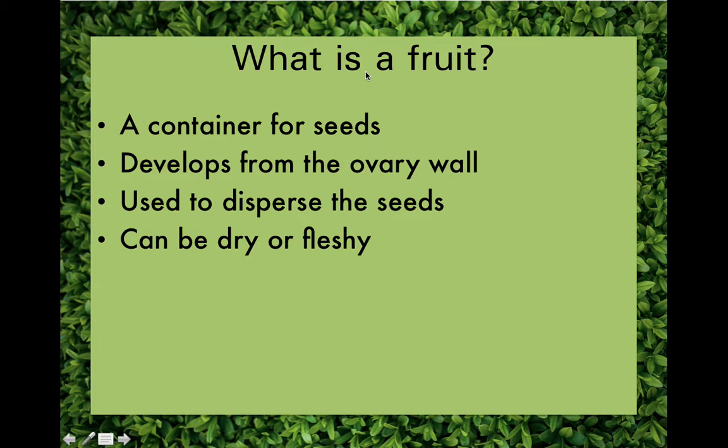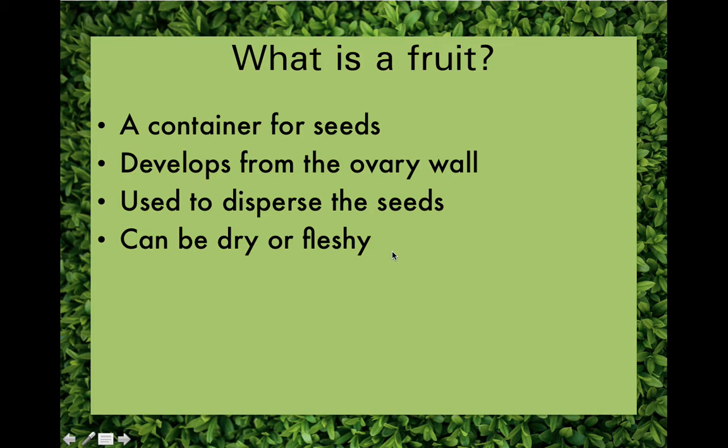So a fruit is a container for seeds. Think about something you get in the produce section of your supermarket. If it has seeds inside, it is, botanically speaking, a fruit. So squash, cucumbers, beans, like green beans, those are all fruits from a botanical point of view, because those containers for seeds develop from the ovary wall, and their main job is to disperse the seeds.